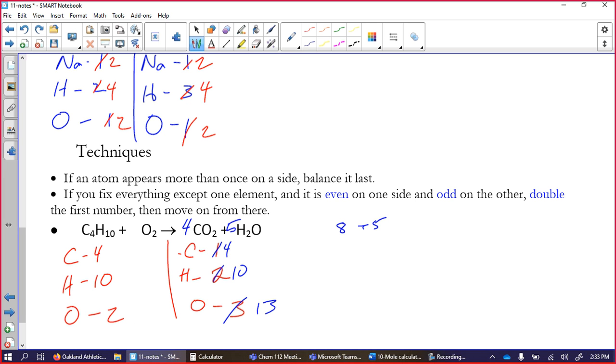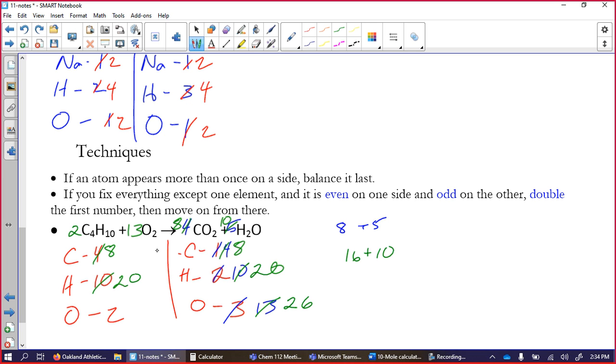So the trick is double that first one. Well, that's going to be 8. That's going to be 20. If I double this one, that becomes an 8. That becomes a 10. This is 8. Because if you double everything else, well, those are still balanced. But now let's look at oxygen. 2 8s are 16 plus 10. Well, that makes 26. Can I balance 2 and 26? 13.